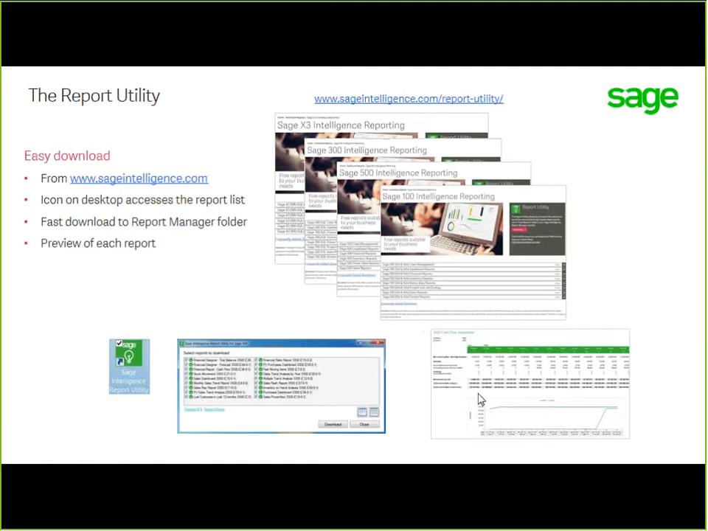So you can choose a report: a sales report, a financial report, an inventory report, a project report. Any report that's part of your system, you can preview. And then once you download this executable, it'll open up this list, and it mirrors the reports that are available on the website, and you can choose which report you want to download to your report manager and run out.